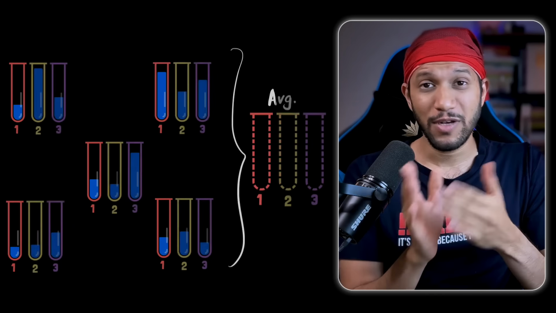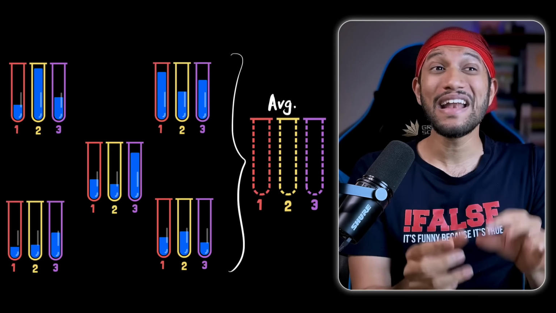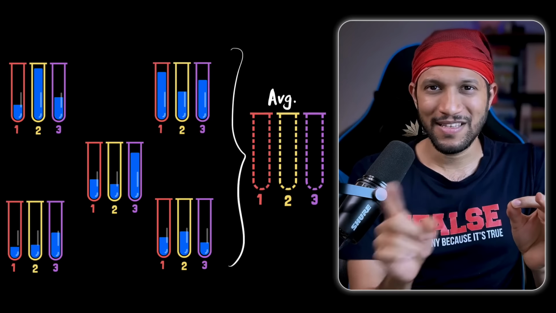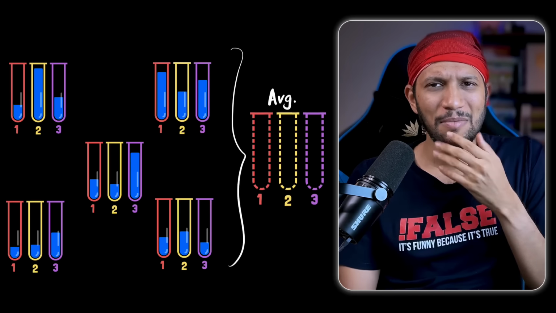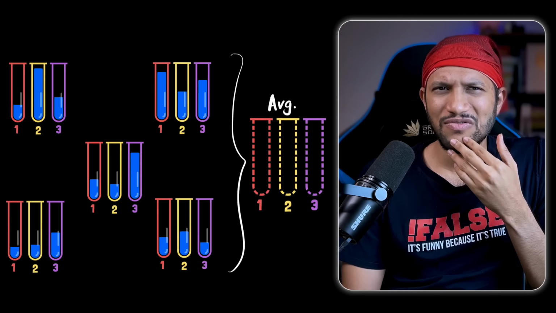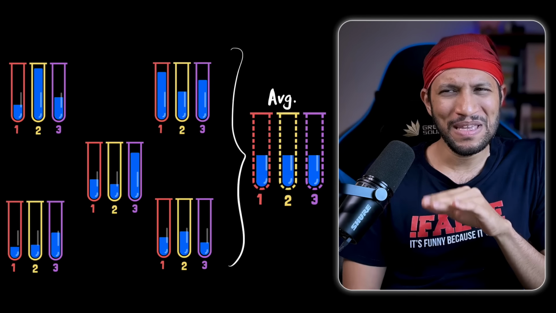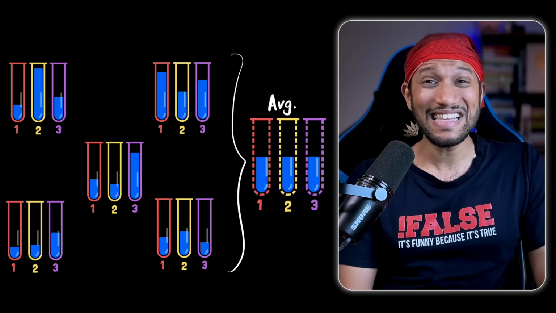And similarly, if we did that for test tube 2 and test tube 3, and now if we compared the average amount of water in these 3 test tubes, Mahesh, which of them would be more? And I'm like, I don't know. I have a feeling that it's all going to be equal. And Feynman says, exactly, it would be equal.